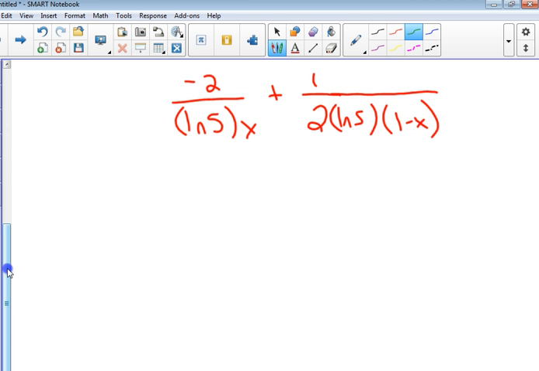Okay, so from here, let's clean it up. I mean, you guys are good at stuff. What would you want to factor as the GCF? 1 over ln. Yep, so 1 over ln 5.